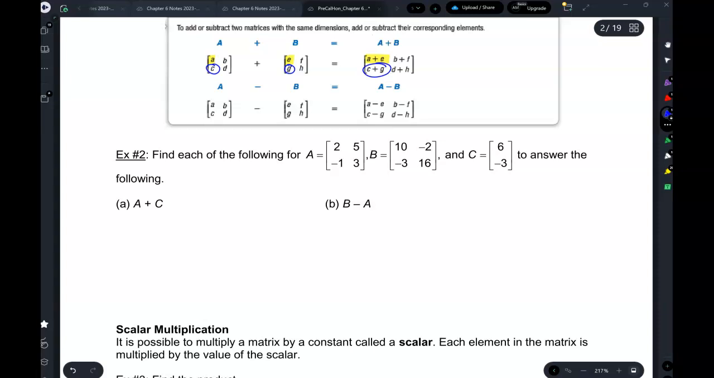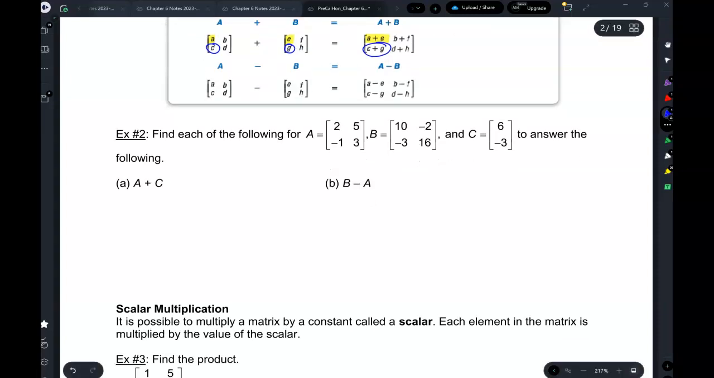Here we have A, B, and C matrices. I want to find A plus C, okay? Can you? They're not the same size, so it's not possible. Not possible. Okay, so B minus A, okay? B minus A. So here we go.